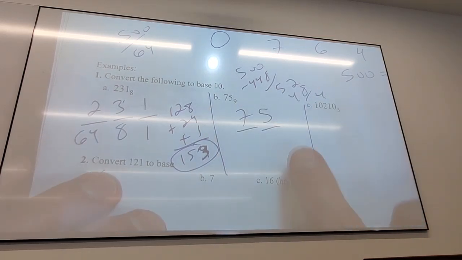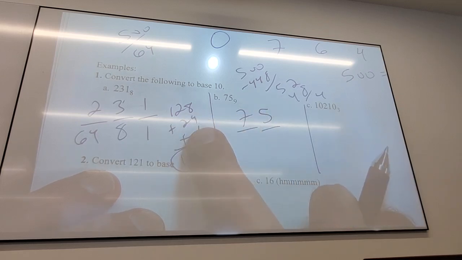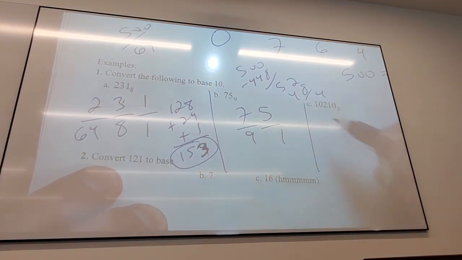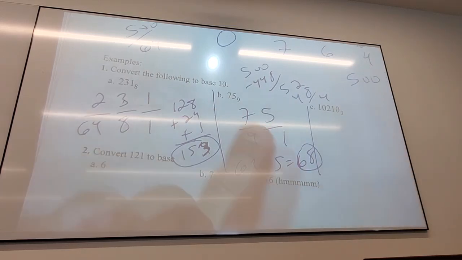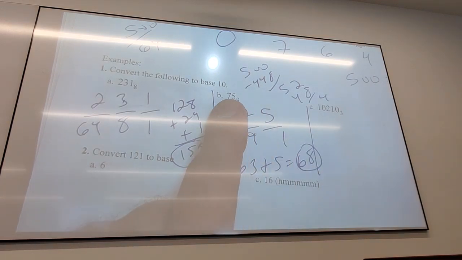So guys, let me catch up to you. 75 base 9, is everybody cool with this? 153? 2 64s plus 3 8s plus 1 1. What are the places for this one? 1 and 9. So I have 7 9s, that's 63, plus 5 1s. So if I want to represent 68 things in base 9, I would put 75.